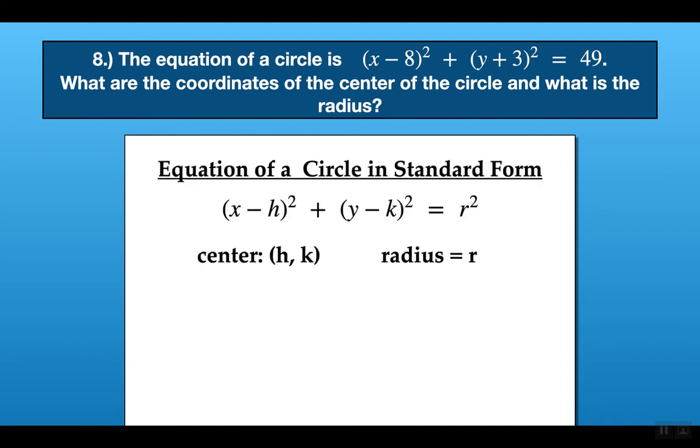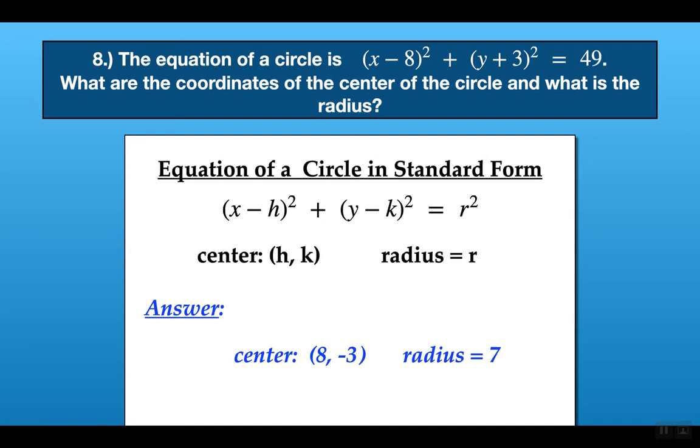So again, we're going to need to know this equation. They're not going to give that to you on the test. And you got to realize how to find the center and how to find the radius. So if you know that, this is an extremely simple question. The answer is going to be that the center is positive 8, comma, negative 3. And the radius is 7 because the square root of 49 is 7.